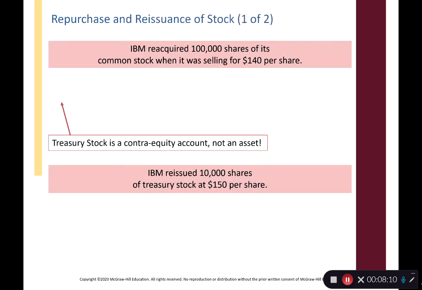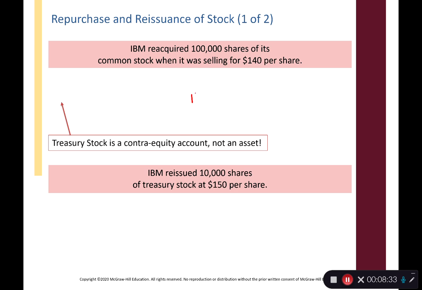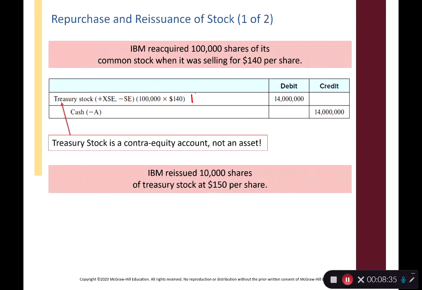So how do we go about recording the repurchase and the subsequent reissuance of treasury shares? Well, it's quite easy. When we repurchase treasury shares, we record it at our cost. So if IBM reacquired 100,000 shares when it's selling for $140 a share, what happens is we record treasury stock at the number of shares times our cost, and then we credit cash for the number of shares times our cost.